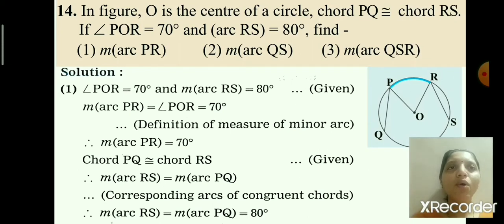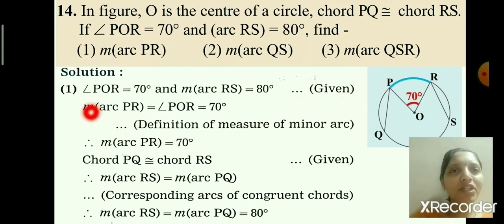In figure, O is the center of the circle. Chord PQ is congruent to chord RS. If angle POR is equal to 70 degree and arc RS is equal to 80 degree, find first one major arc PR, second one major arc QS and third one is major arc QSR. So let's start with the solution here. First one, angle POR is equal to 70 degree. It is given in the question. And major arc RS is equal to 80 degree. It is given to us.